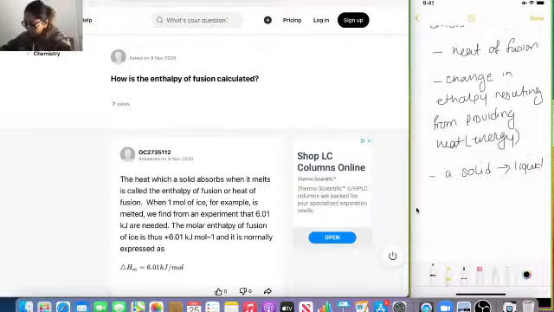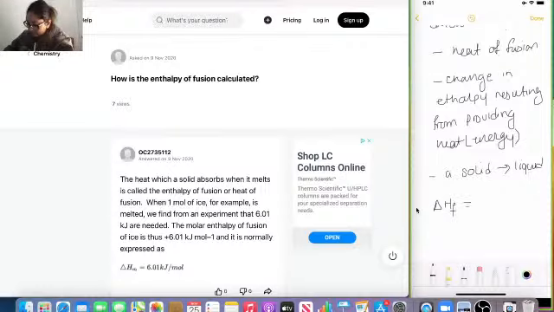And so this change of state is due to the change in enthalpy, the heat of fusion. Basically, you're going from a solid to a liquid by providing heat. And so how do you calculate it? You have this formula, where this is delta HF, for fusion.